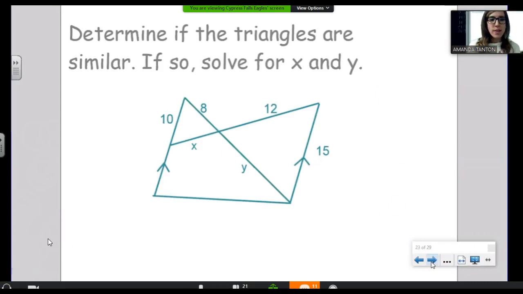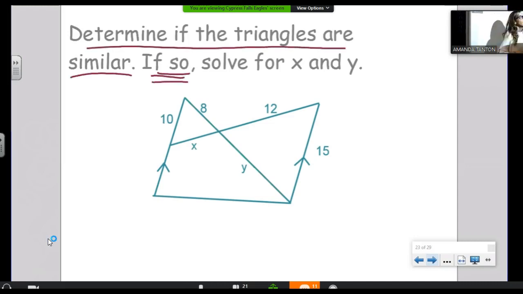So this is the last one we're going to do, and I really like this one because it's important to know you can't just start setting up proportions and cross-multiplying whenever you feel like. The shapes have to be similar to begin with before you can use the sides being proportional. So I like how this says first, determine if the triangles are similar. If they are, then you can set up a proportion to solve for x and y. But don't just start assuming they're similar and setting up proportions because it doesn't work when the triangles are not similar.